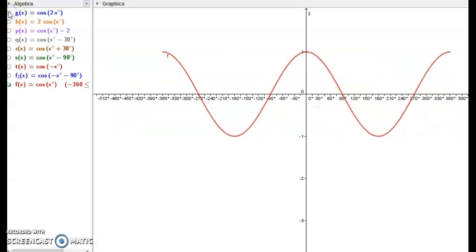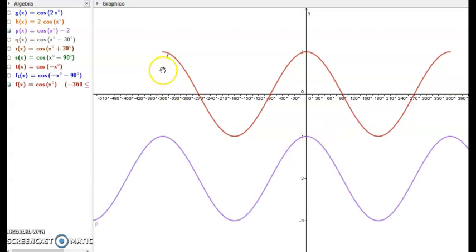Our next graph is cos of x minus 2. For this we see that all the values are 2 less than the previous answer. Everything is 2 less when we work with cos of x minus 2.